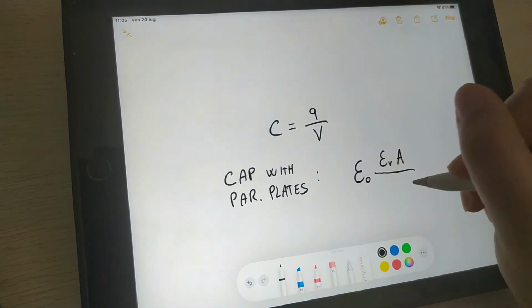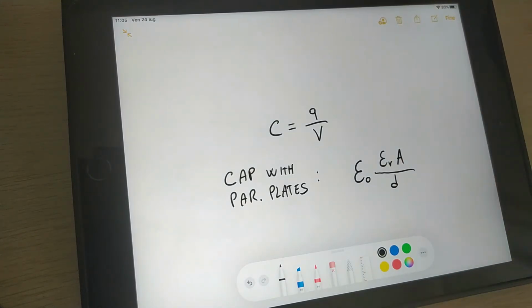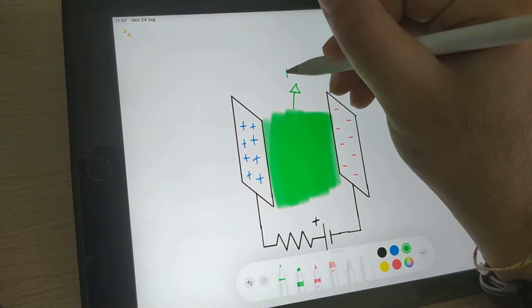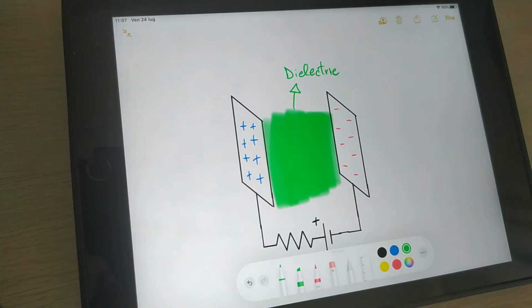For now, it's enough to know that for a parallel plates capacitor, it is possible to calculate the capacitance through this formula, where epsilon 0 is the absolute permittivity, or generally the permittivity of air, that is equal to 1. Epsilon r is the permittivity of the dielectric, and d is the distance between the two plates. What you usually do is use a dielectric material between them to increase capacitance.